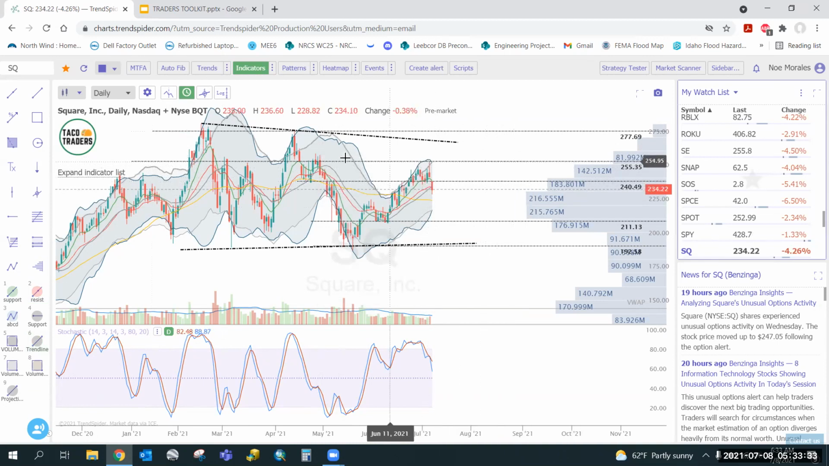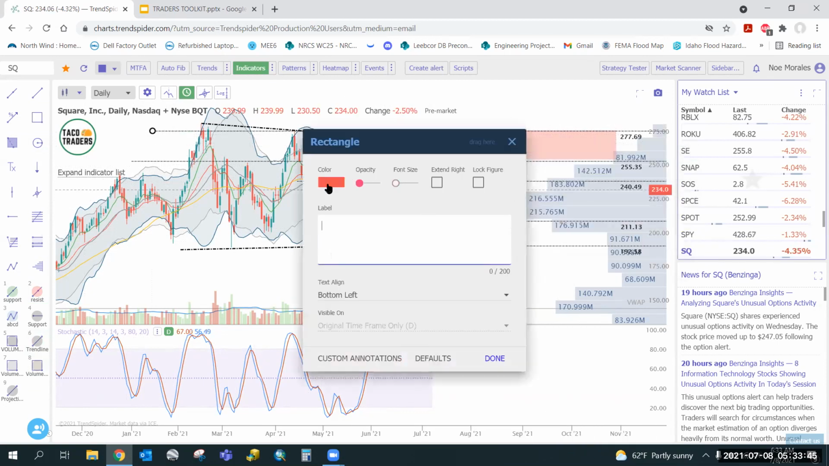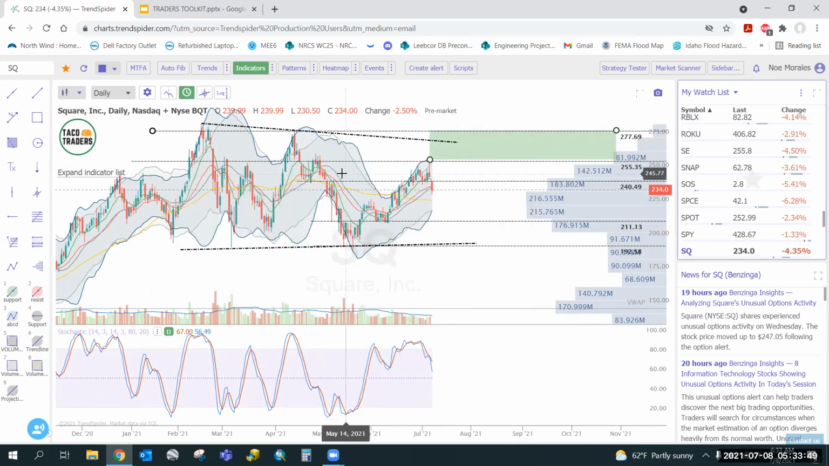Okay. So here's our entry. Same thing, right? I'm not doing anything different. Here's your reward. I'll change the color, but there's your reward, right? Which is the next support and the next resistance. Okay. Property, change it green. That's your reward.